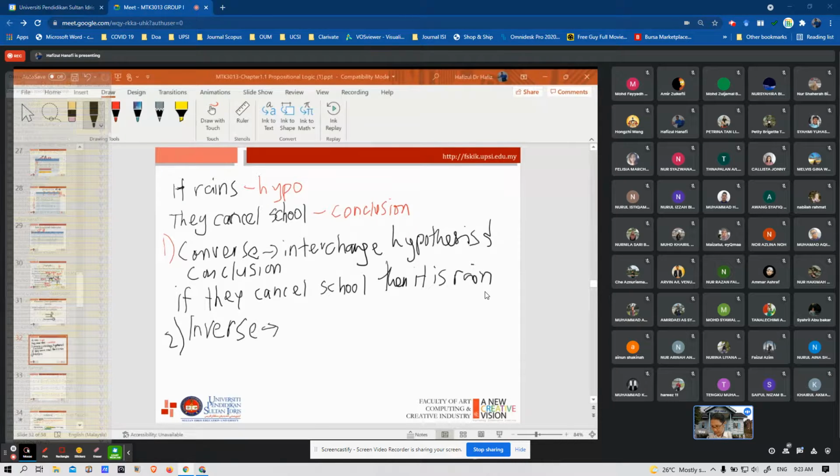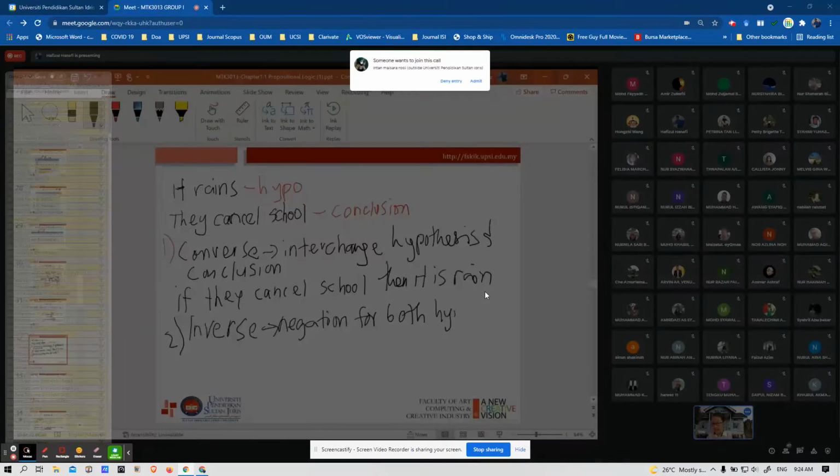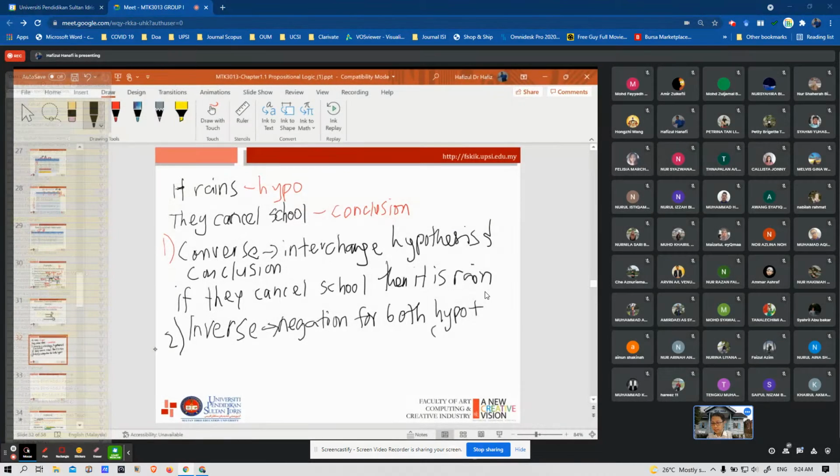Okay, for the inverse, you need to take the negation of both the hypothesis and the conclusion. You need to negate both the hypothesis and the conclusion.